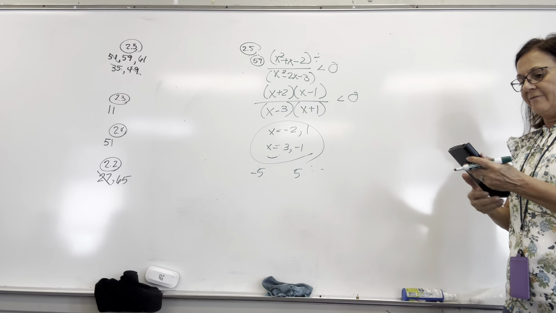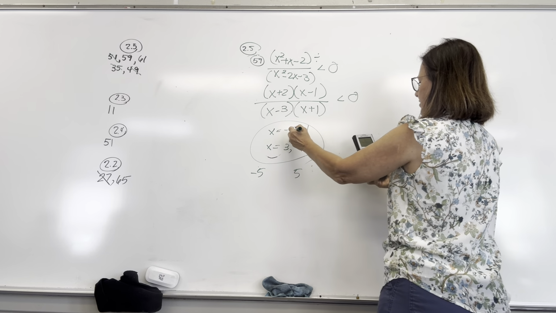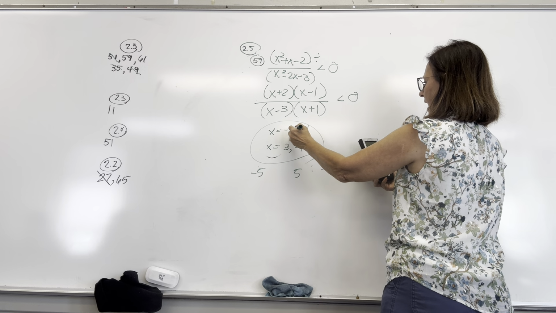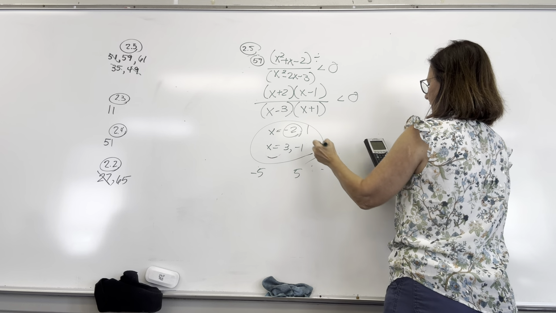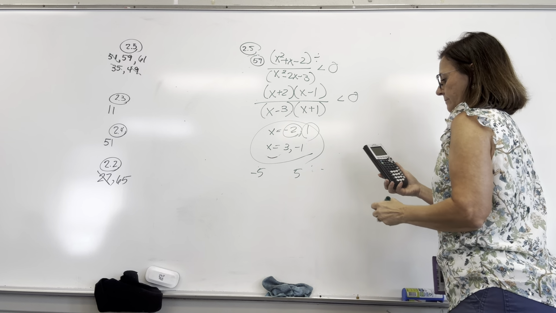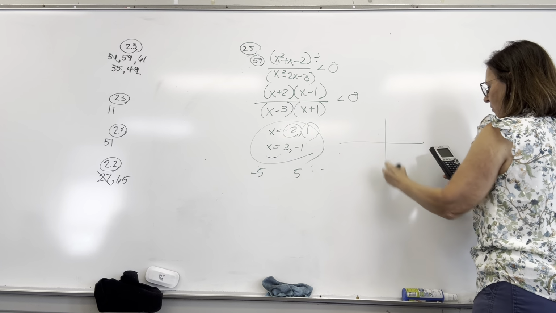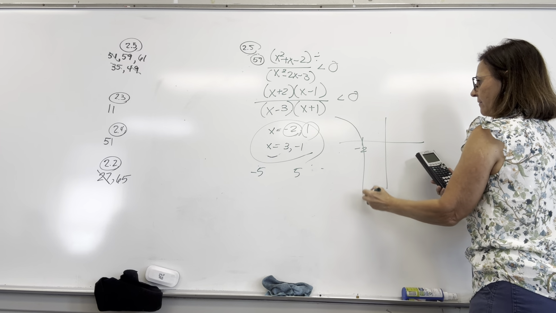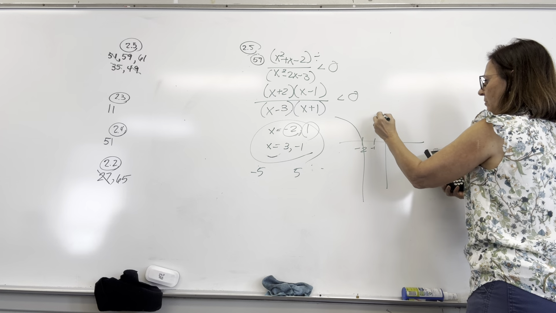Okay, well, I'm above. So at negative 2, I go down. I go down from negative 2 to 1. All right, so this is what happens. There's negative 2, so it goes down. It cannot equal negative 1.